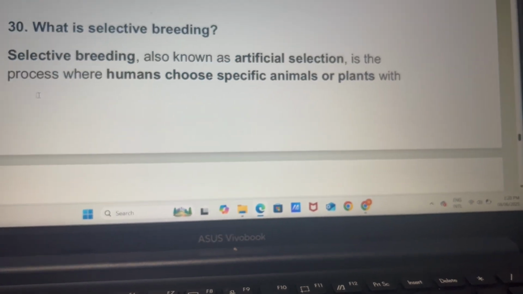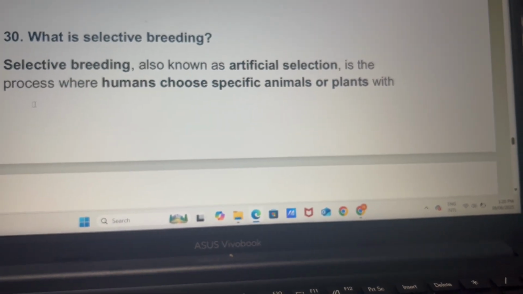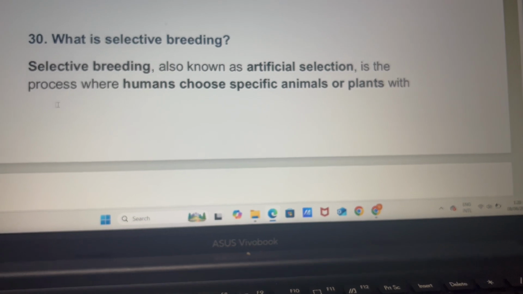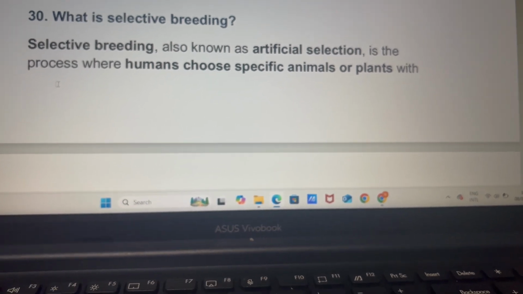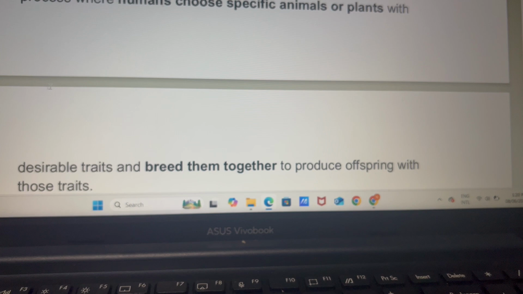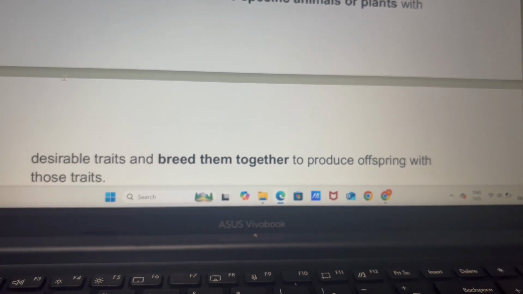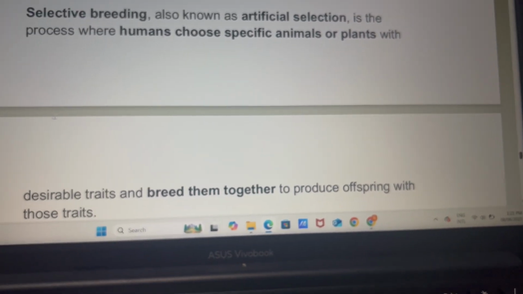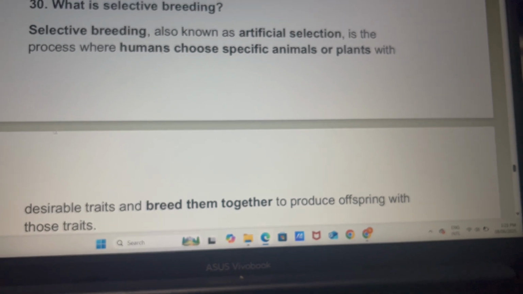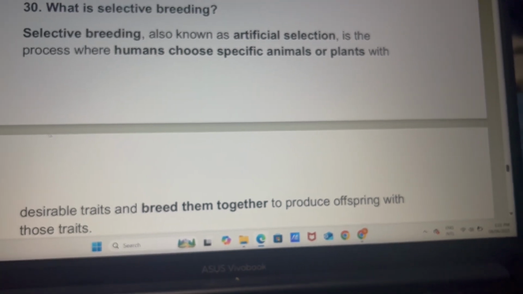What is selective breeding? It is also called artificial selection. It's a man-made process where humans choose specific animals or plants with specific, desirable traits and breed them. So it's the opposite of natural selection. Natural selection happens by nature. You don't control it, you don't do it. Selective breeding is done selectively by humans.